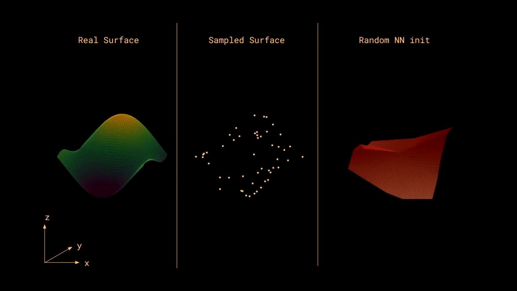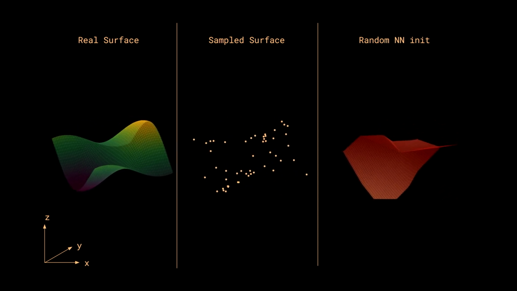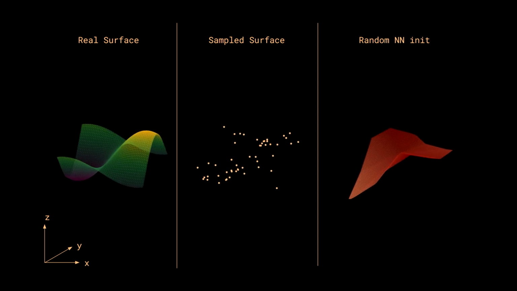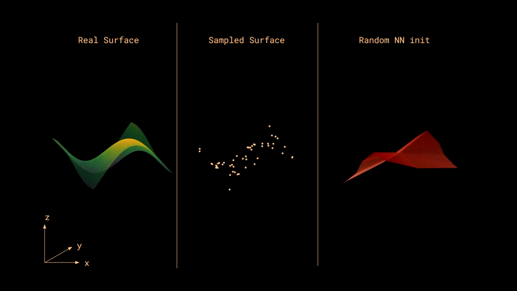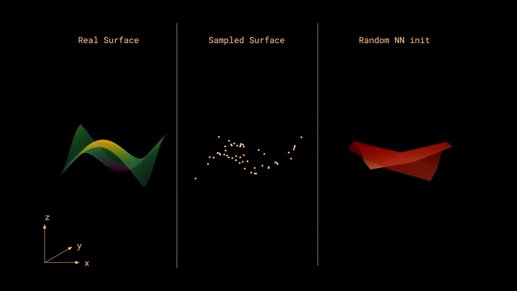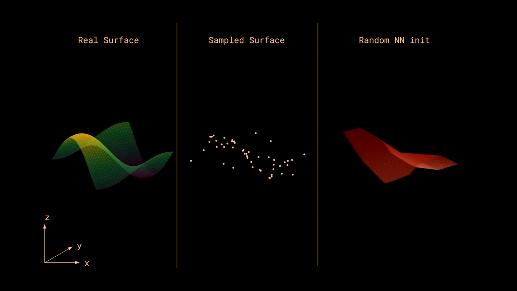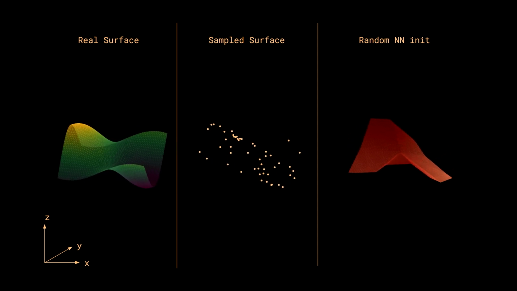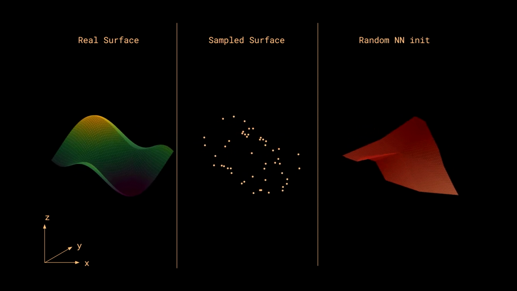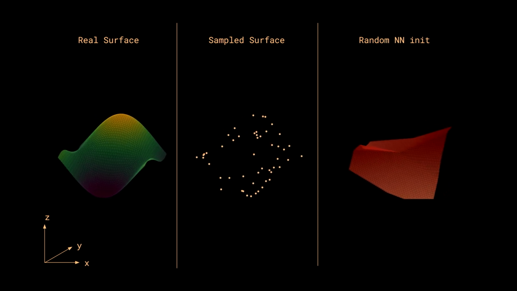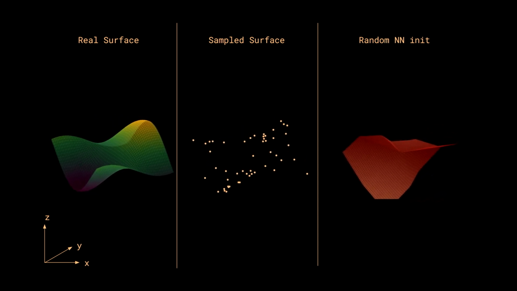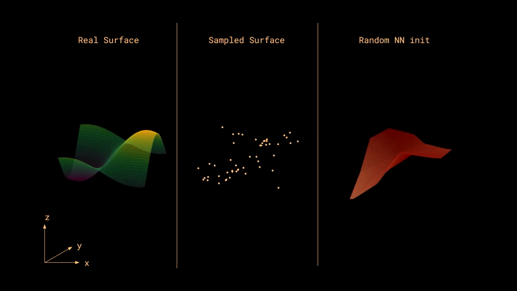The key thing I want to show is that on the left-hand side you see the real surface, in the middle you see the samples I've taken from it, and on the right-hand side you can see a neural network that's randomly initialized. This has not been trained before, so its shape does not even represent the real surface, obviously. But this is the starting point.